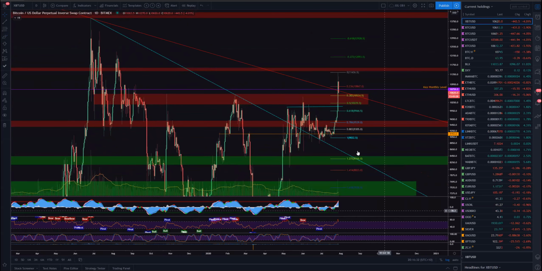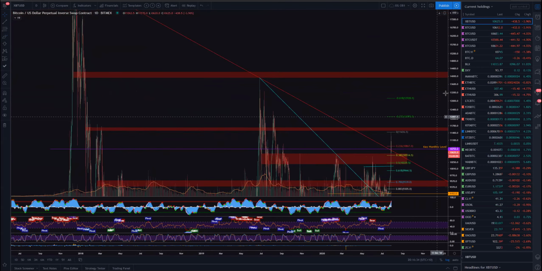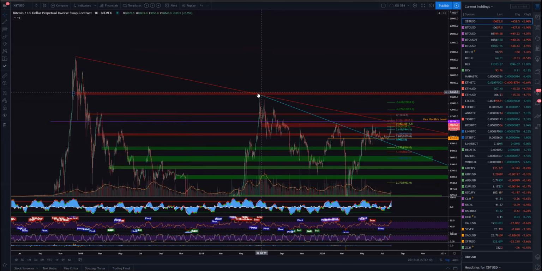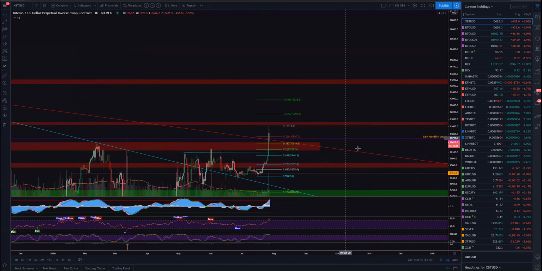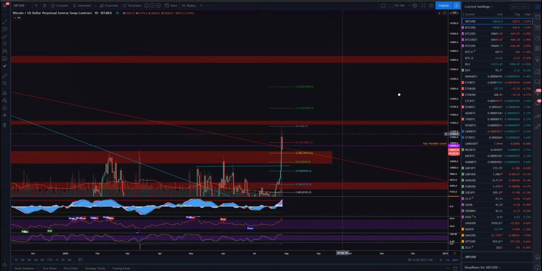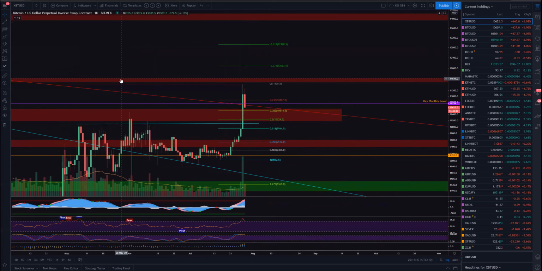And then on log scale as well, we do have the all-time high trend line, right, which we're sort of just sitting on at the moment. So a little bit of a breakdown right now, and we'll just see how that ends up playing out, right? You're always going to have a pullback after you have a $1,500 candle on a daily, right?